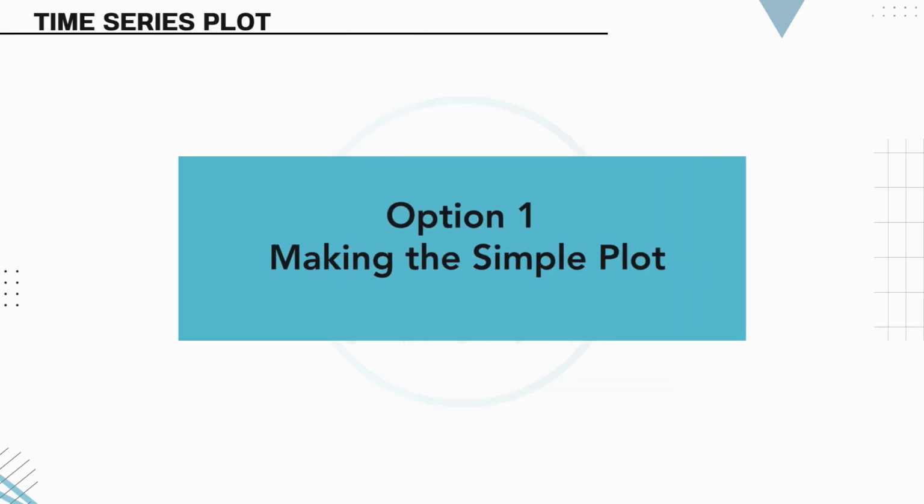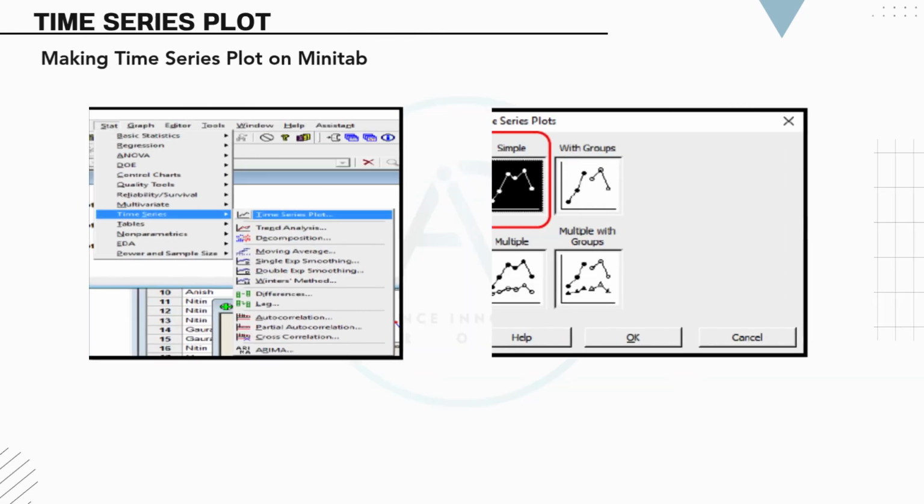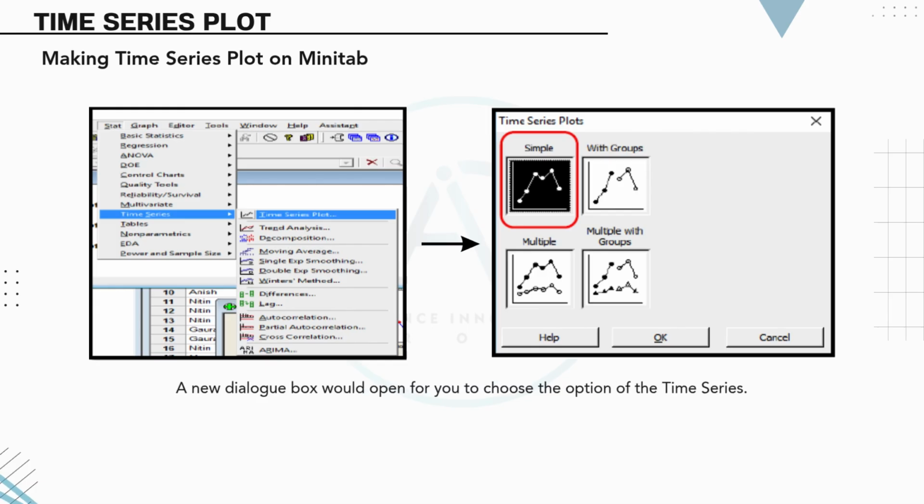Option 1. Making the simple plot. Let's quickly go through how to create a time series plot in Minitab. First, navigate to the Graph menu at the top toolbar, and then click on Time Series Plot from the drop-down.